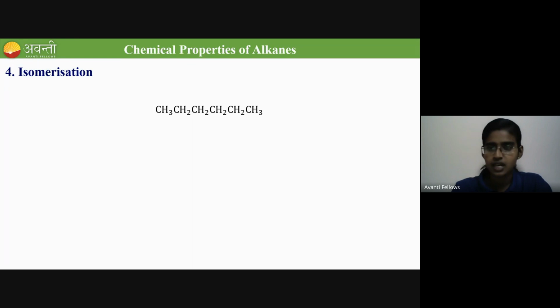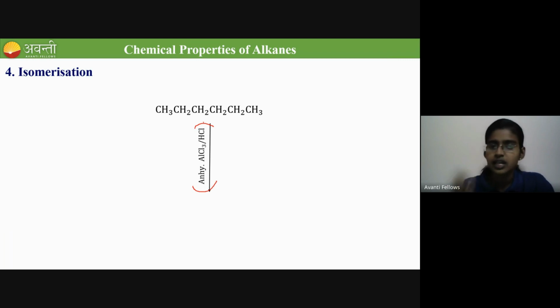Hexane contains 6 carbon, right? So this is an alkane. Now to this alkane, what am I doing? I'm going to add anhydrous AlCl3 with HCl. Anhydrous AlCl3 and HCl. So this is very, very important.